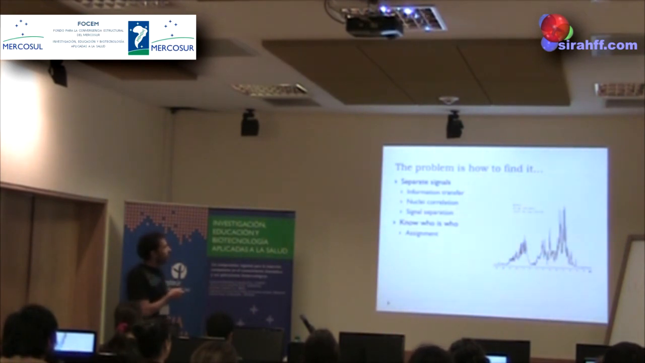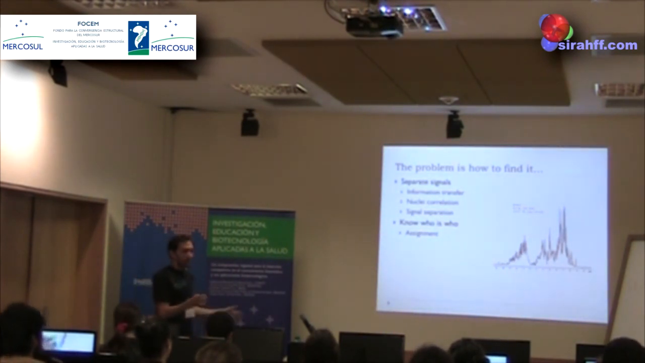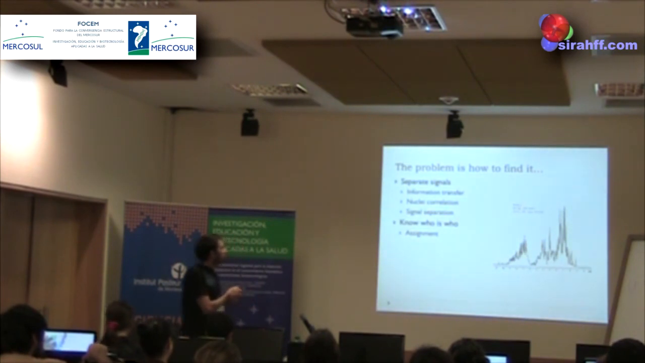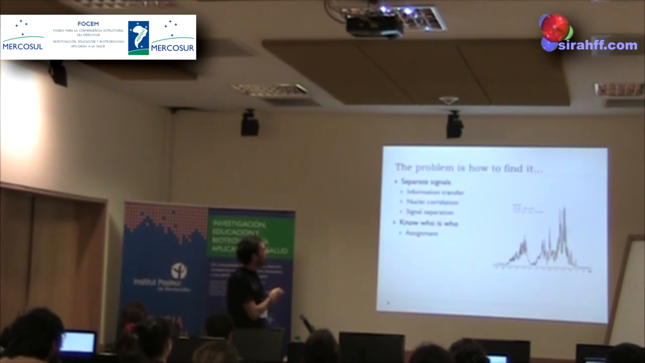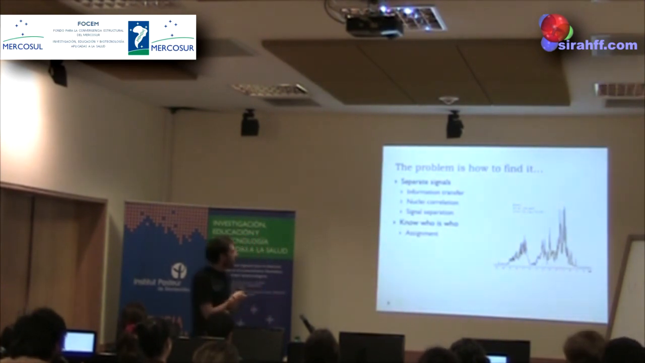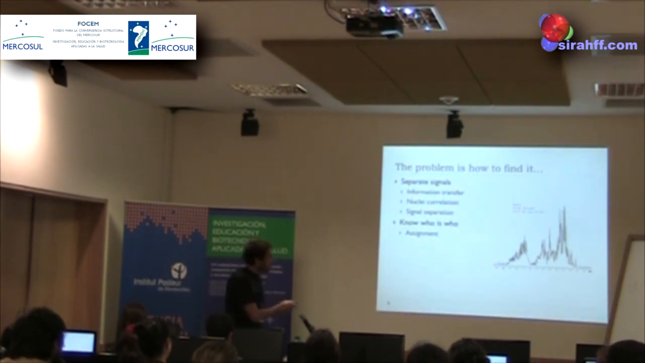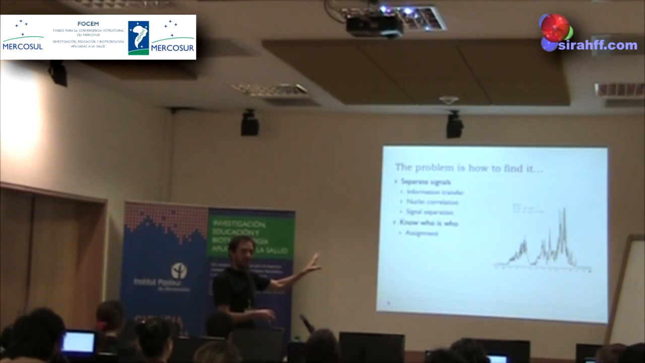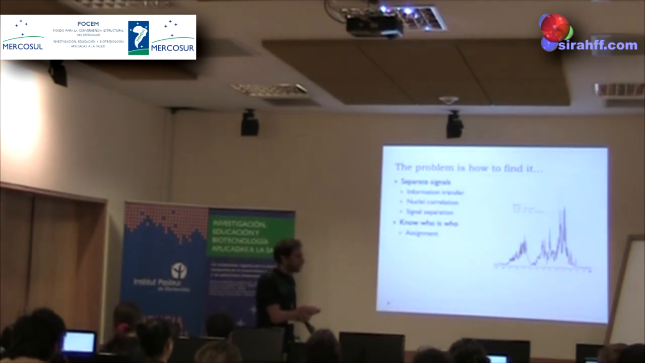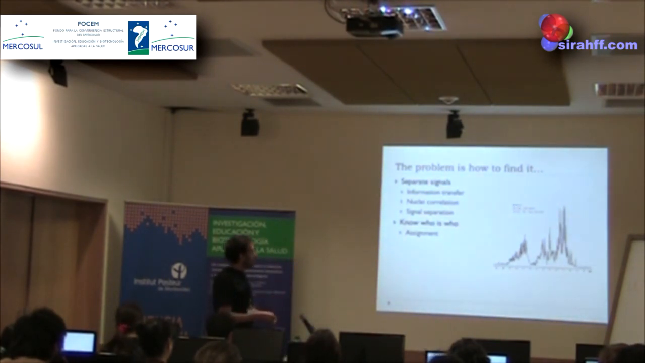Well, the first thing we have to do is separate the signals. We cannot work with this bunch of signals all together. So we rely on transfer of information between nuclei and the correlation between nuclei. In this way we can separate the signals. And once you separate the signals, you want to know who's who, right? So we have a signal here, for instance, this one, that you don't need to separate. The methyl proton is very nicely isolated, so if you know who this guy is, you can identify that, right? But how do you know in this case? You have to go through the process of assignment, saying who is it, right?